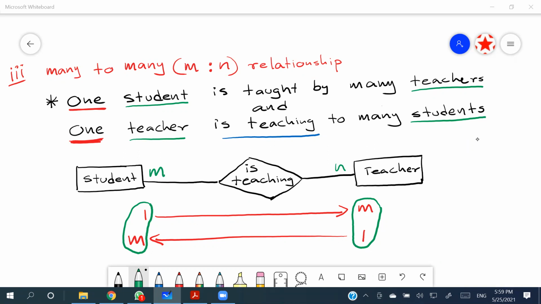So you have to draw the diagram and plot the cardinalities. Sometimes they are giving us the diagram, right? That means student is teaching teacher many to many, right?